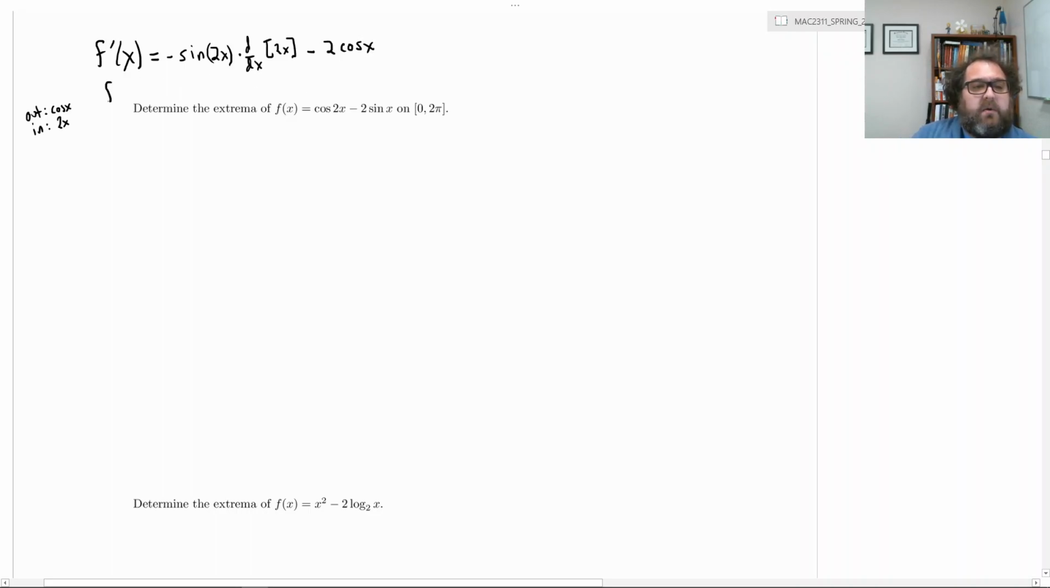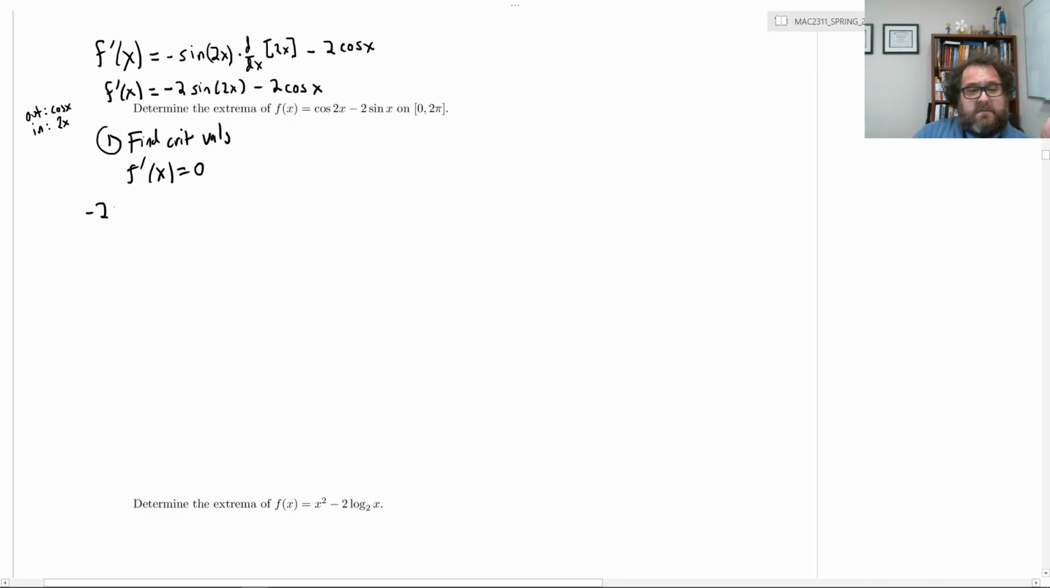Okay, now f prime, and now I'm going to simplify. Derivative of 2x is 2. So f prime is negative 2 sine 2x minus 2 cosine x. Now here's the kind of the problem. If we want to solve a trig function, okay, I'm ahead of myself. First, what are we trying to do? We need to find the critical values. So we need to solve f prime equals 0.